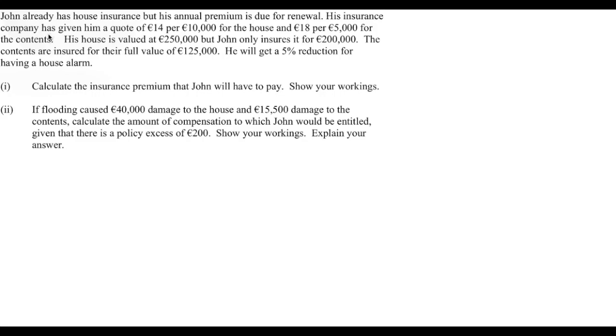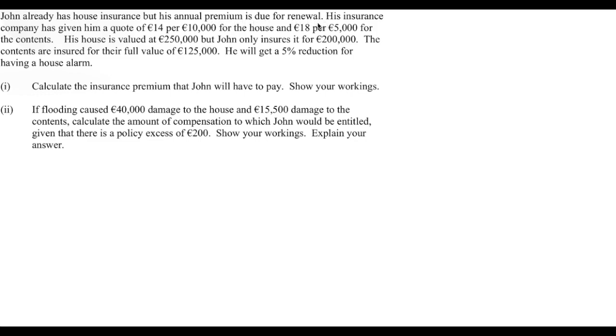So here's a question about calculating an insurance premium, and it also takes into account an average clause under insurance. If we go through the question first, John already has house insurance, but his annual premium, what he pays per year, is due for renewal.